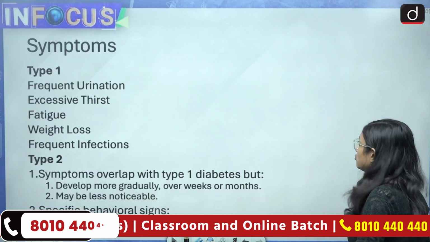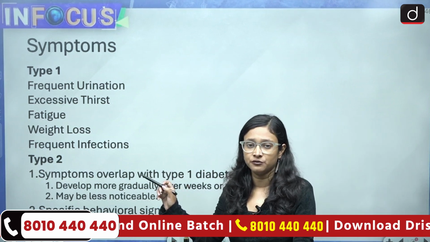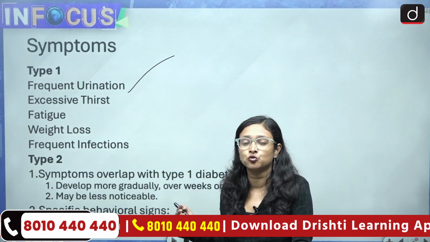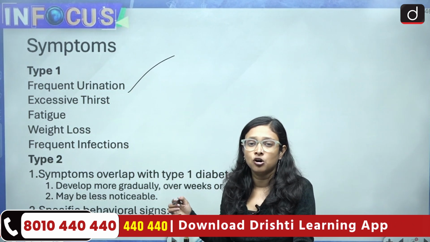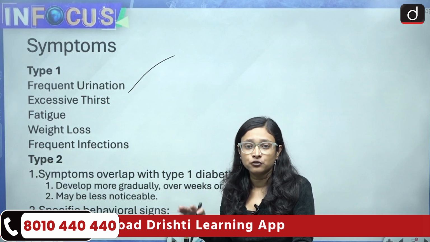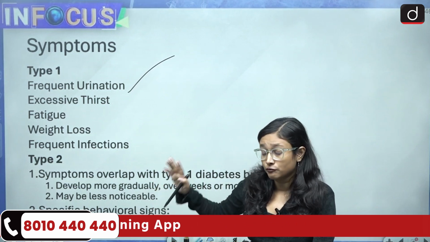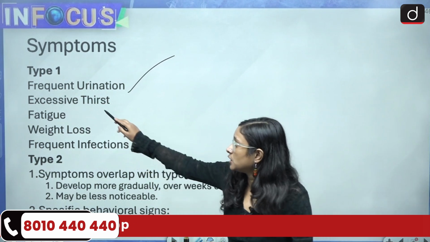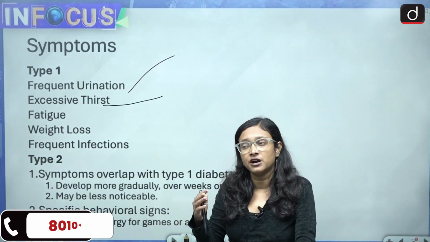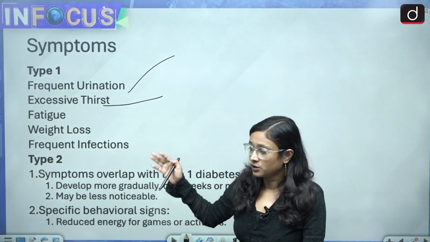Now we come to the next one, which is about the symptoms. In type 1 we have frequent urination. Suppose a person is going to the washroom again and again, or in an hour the person goes 5 or 6 times, or even sometimes 10 times. That is called frequent urination. Then excessive thirst. You always feel thirsty even after having lots of water. So this is also one of the symptoms.